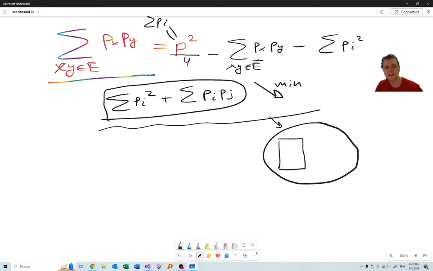Okay, let's assume that I have some edge and both of its ends are positive. No, it's over 4. It's over 4, of course. No, it is over 2. It's 2 here and 2 here.